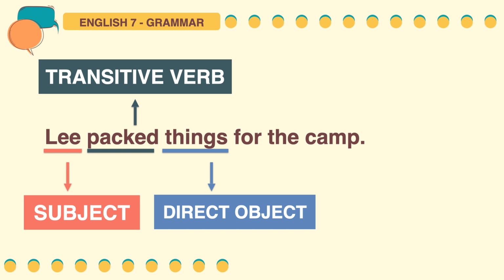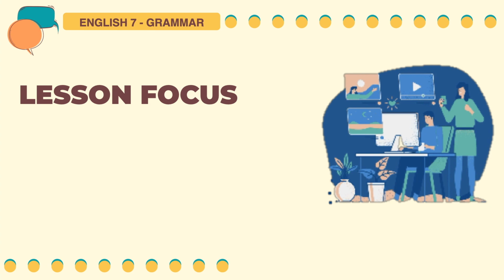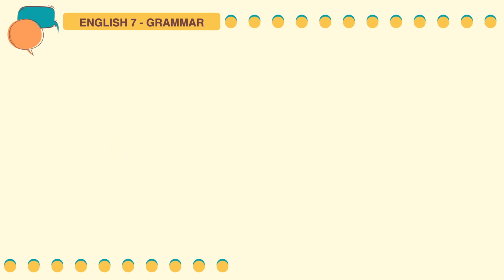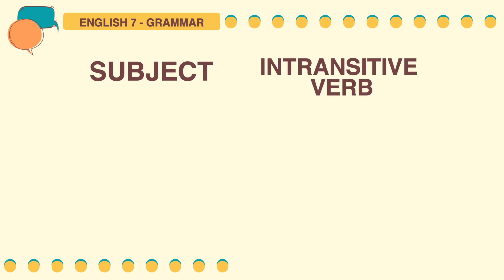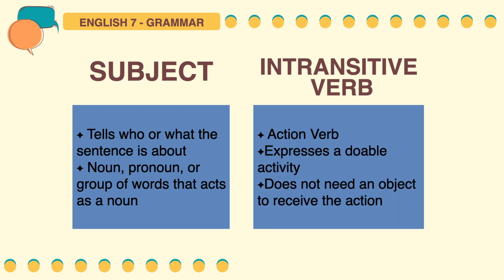Since we now know the ST video sentence pattern, it is now time for us to learn a new sentence pattern. Our lesson focus for today is the SIV sentence pattern. In the SIV pattern, S stands for subject, while IV stands for intransitive verb. A subject is the noun, pronoun, or group of words functioning as a noun in the sentence that tells who or what the sentence is about. The intransitive verb is an action verb that expresses a doable activity, but it does not need an object to receive the action.